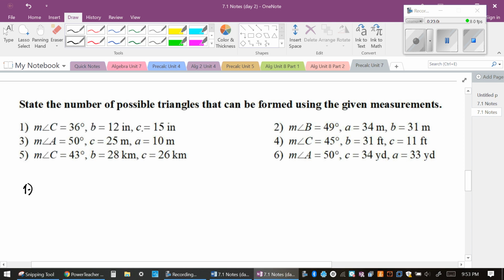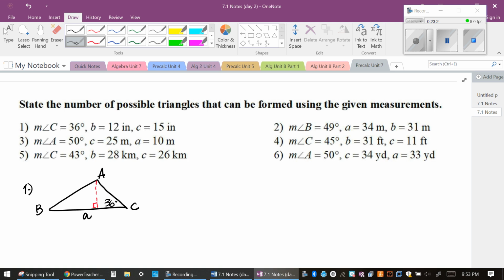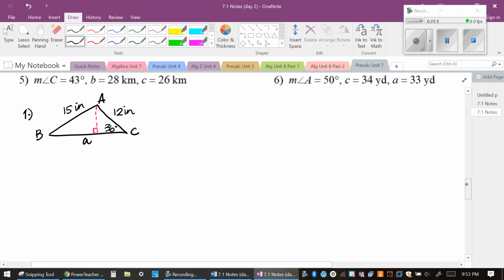We are missing side A, so I'm going to make that my base. You can put B and C wherever you want. Label things accordingly. I like to always label my height, but you don't have to do this if you don't want to. And then what else do we know? Little b is 12 and little c is 15 inches. Now I'm going to go through the 3 possibilities.